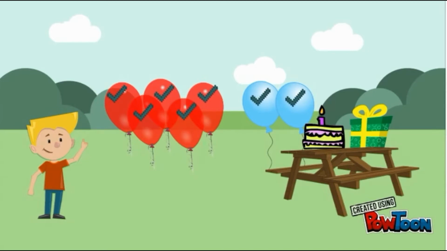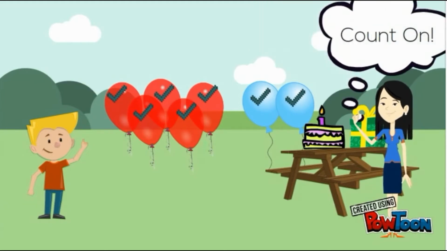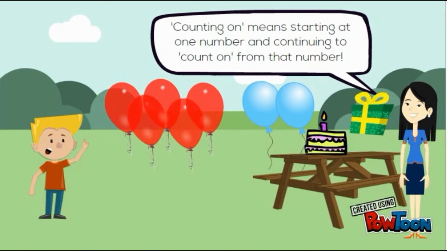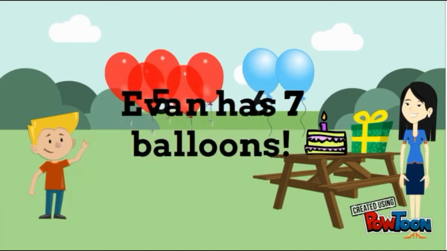But wait, there is an easier way. It's called count on. Let me show you. Counting on means starting at one number and continuing to count on from that number. Let's start with the 5 red balloons and count on. We start at 5, 6, 7. Evan has 7 balloons. There is just one more thing.